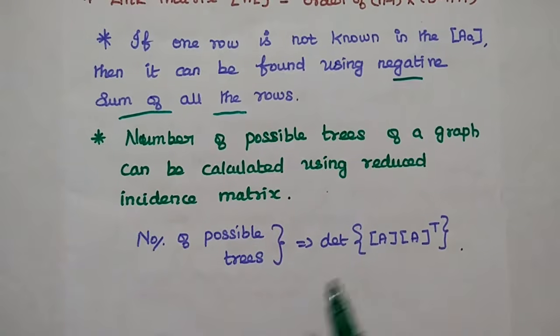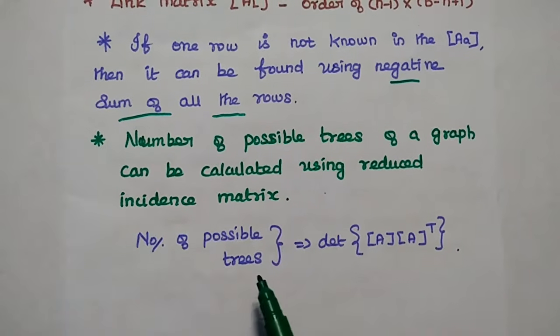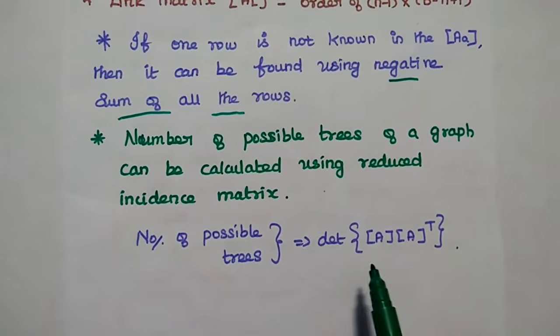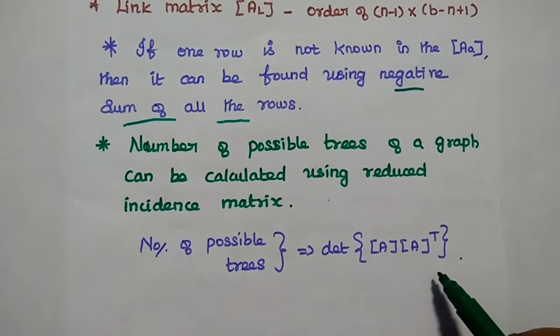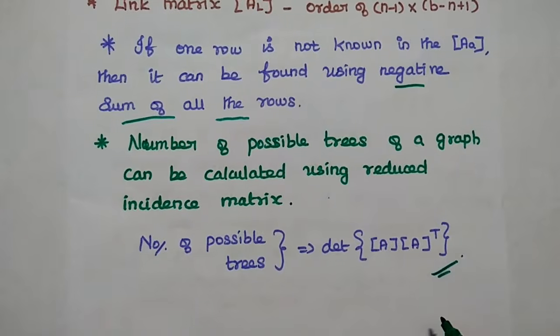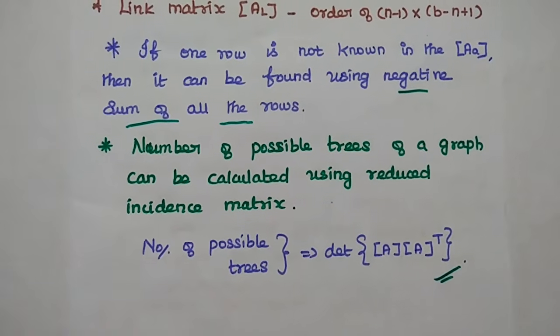So we can find out the number of possible trees from the oriented graph using this formula. We are going to solve some problems on this incidence matrix in the next video lecture.